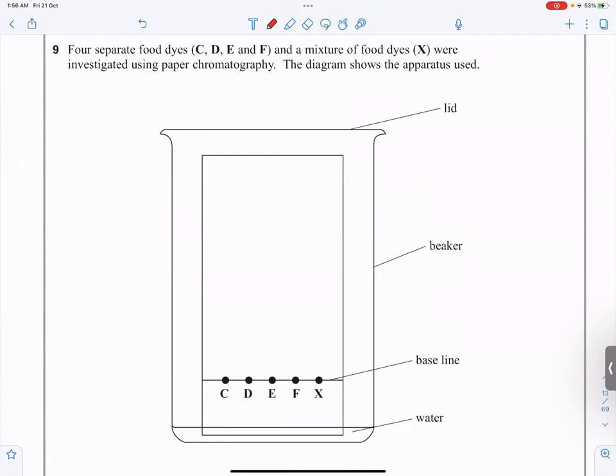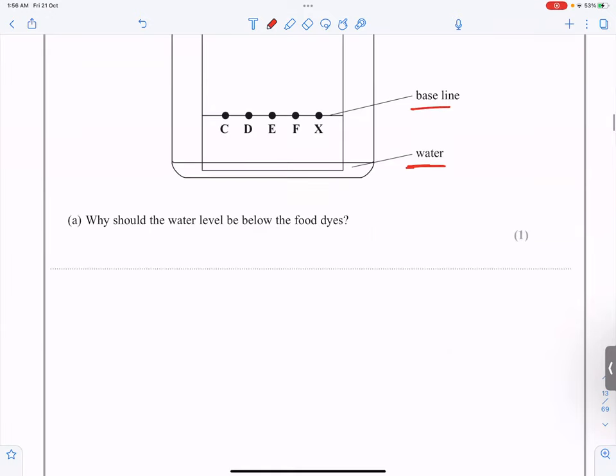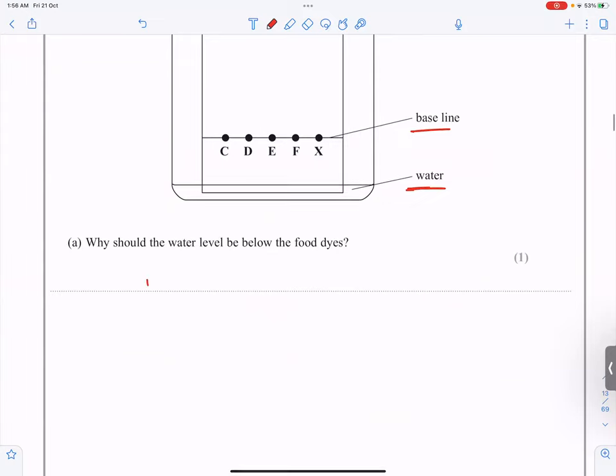Question number 9, 4 separate food dyes C, D, E, and F and a mixture of food dyes X were investigated using paper chromatography. The diagram shows the apparatus: solvent water, baseline, beaker, lid. Why should the water level be below the food dyes? يبقى هنا to prevent the dyes from dissolving in water.